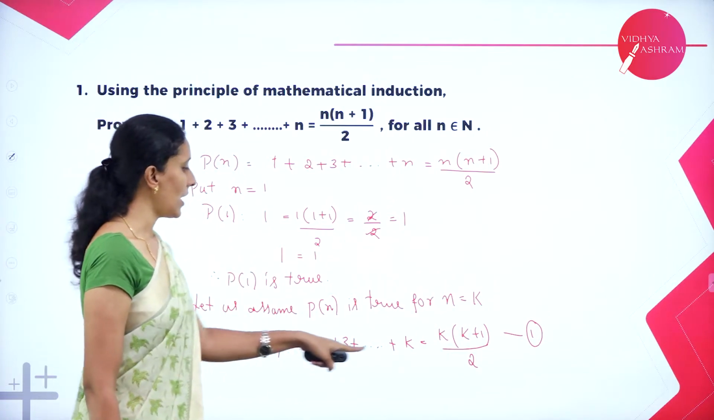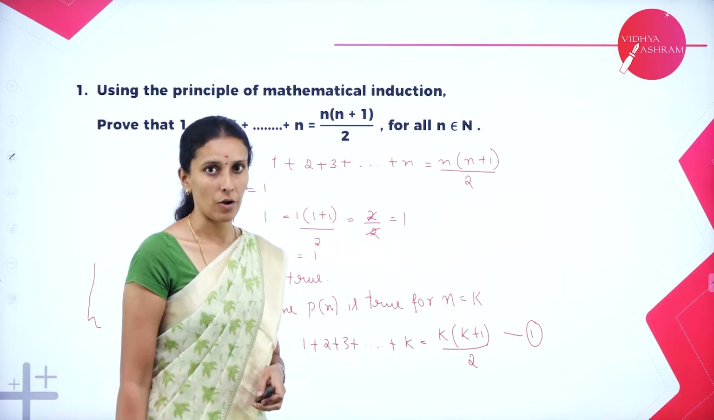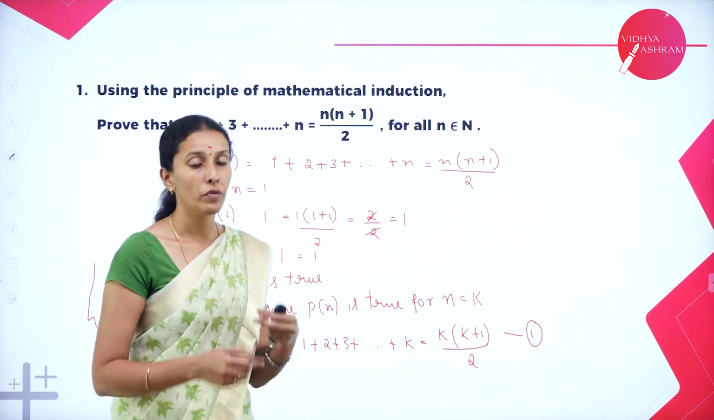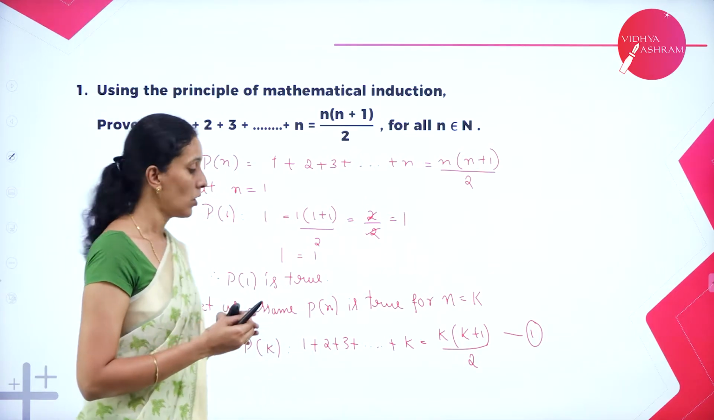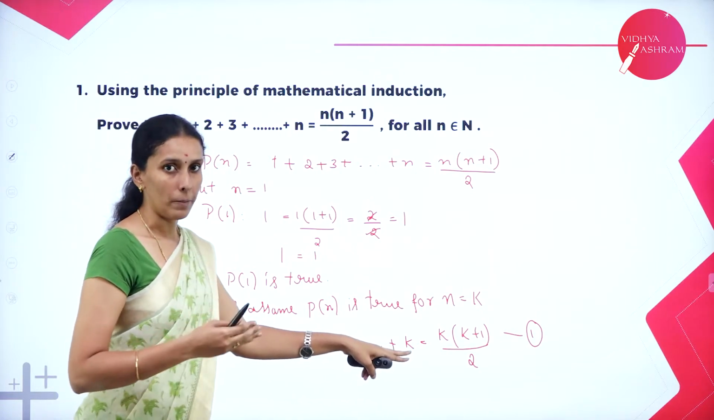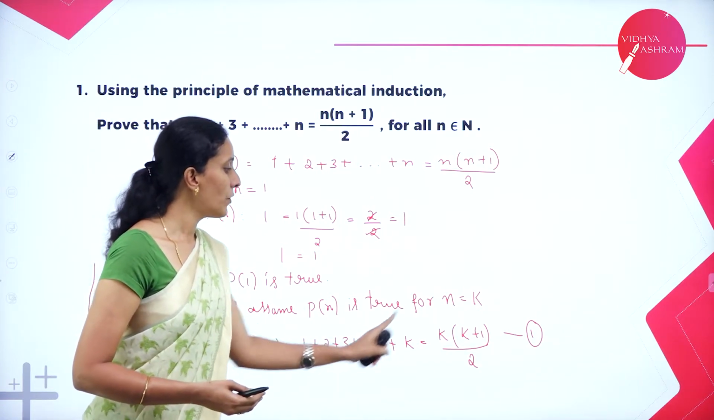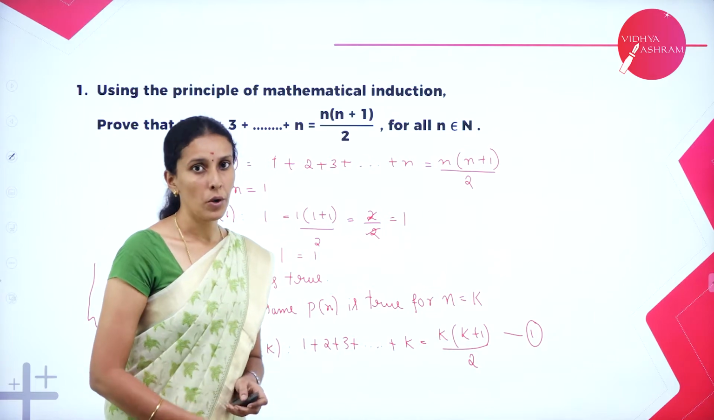So therefore the statement is in the form of k now. Next, what should we do? We should verify for k plus 1 values. If we want one more term to be added, we have to add k plus 1 on both sides.